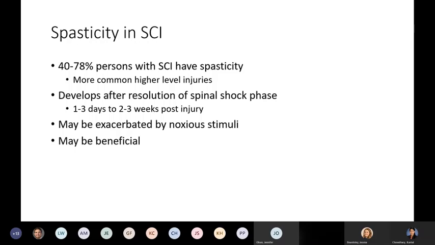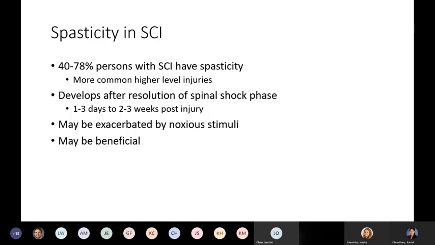So just some general thoughts on spasticity and spinal cord injury specifically. There's a wide range when you look at the epidemiology, but we think up to 78%, possibly more, of persons with spinal cord injury have spasticity to some degree. It is more common in higher level injuries and typically will develop after resolution of the spinal shock phase.